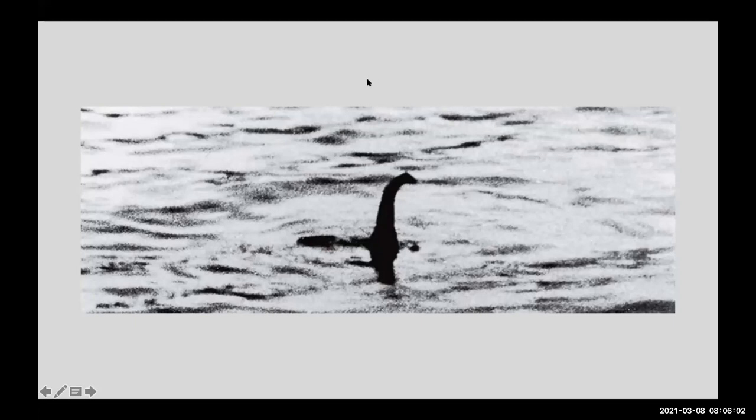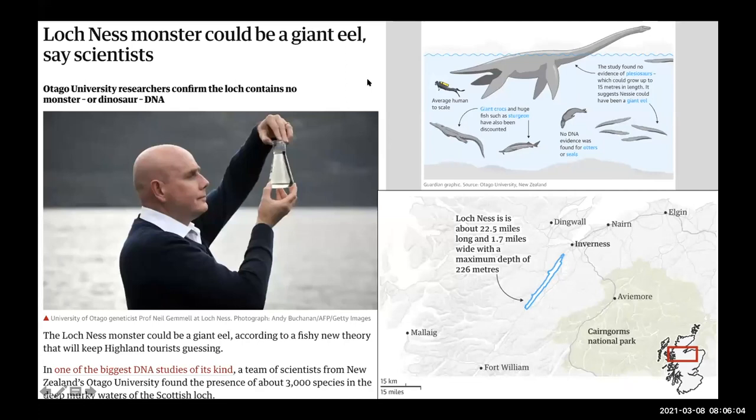Well, very recently, there's been a first effort to answer this question. So here is Loch Ness in Scotland.